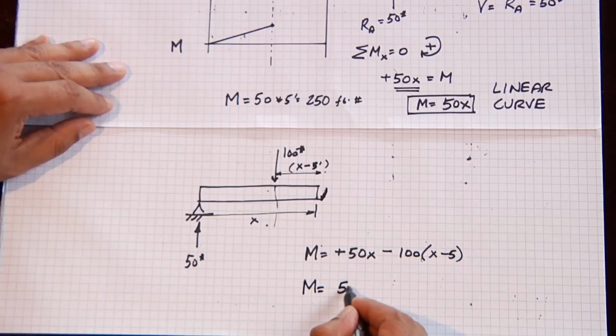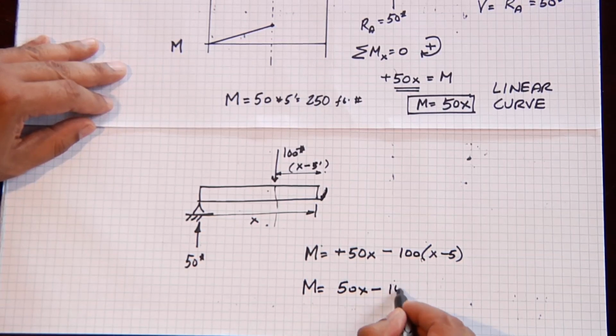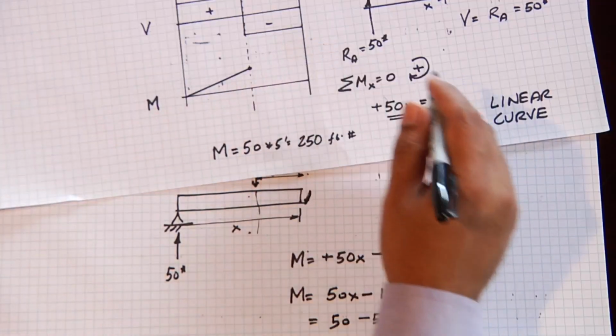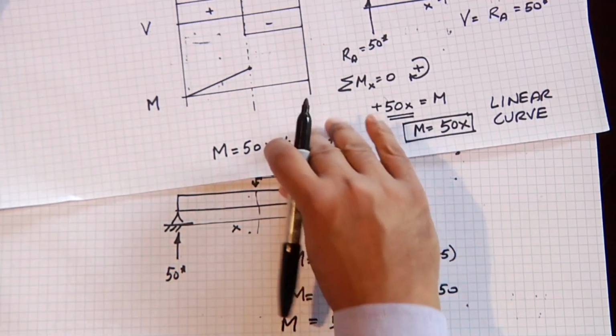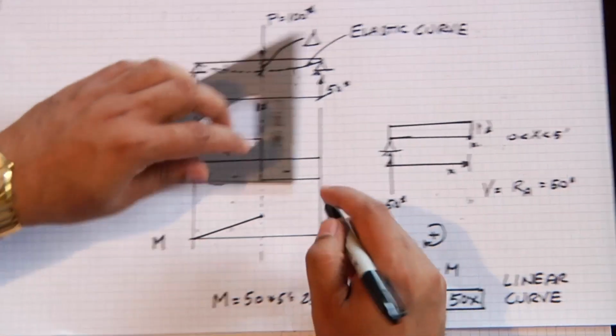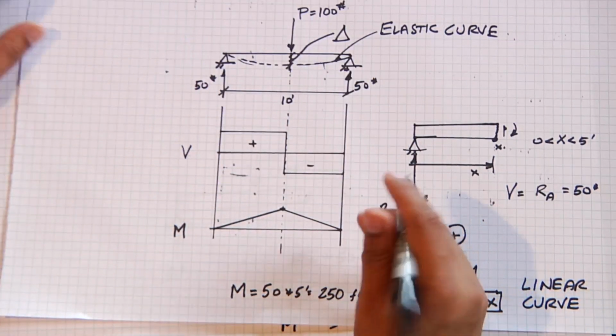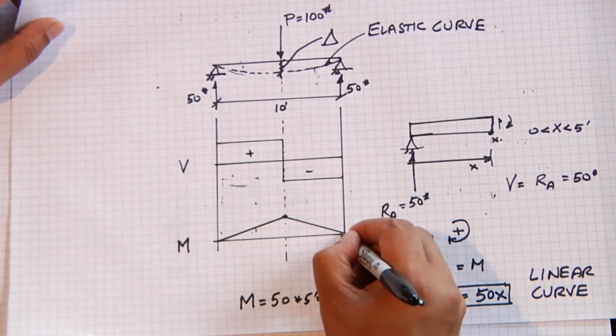And if we simplify that, it's 50x minus 100x plus 500, or 500 minus 50x, which tells us that this is also a linear curve which is going to go downward. And just like with the shear diagram, we always have to end up at 0.